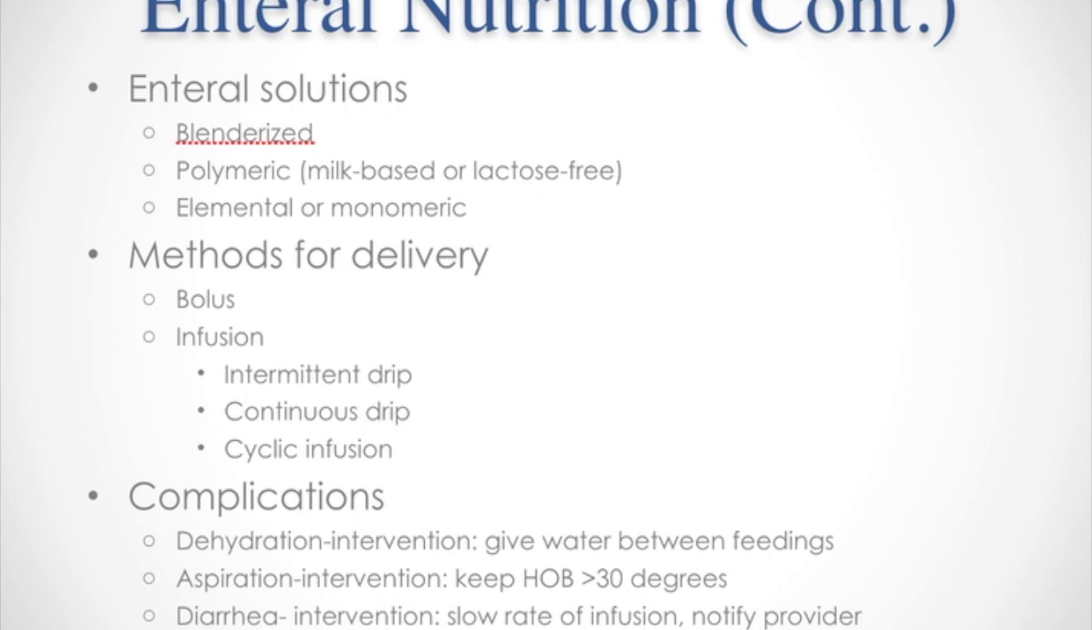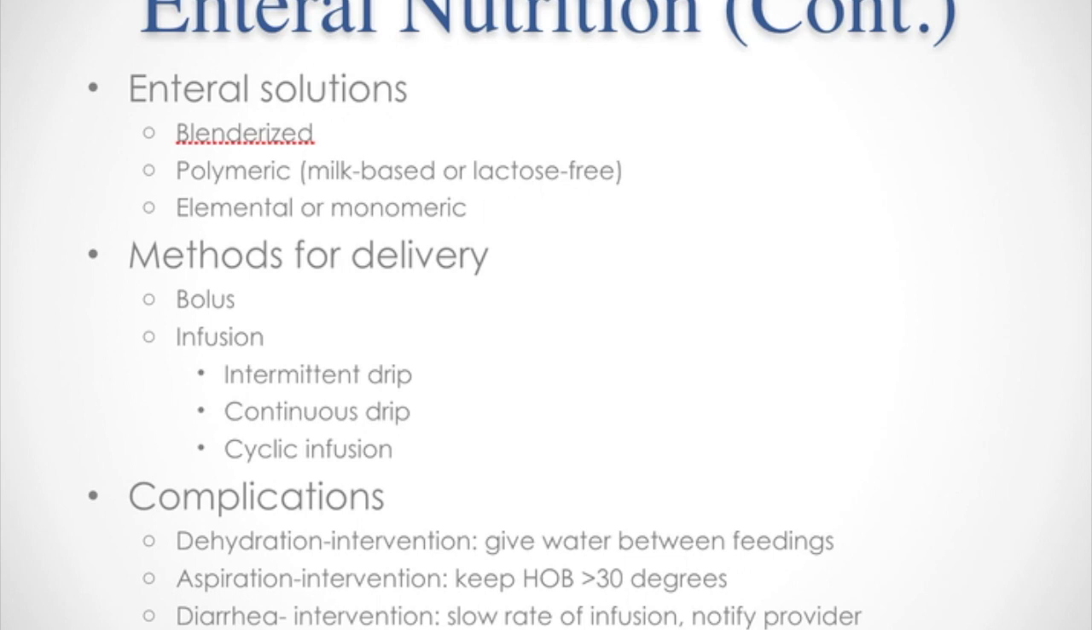The additional method is infusions, and that can be through an intermittent enteral feeding. Those are given every 3 to 6 hours over 30 to 60 minutes by a gravity drip or a pump infusion, and usually at each feeding about 300 to 400 milliliters of solution is given.